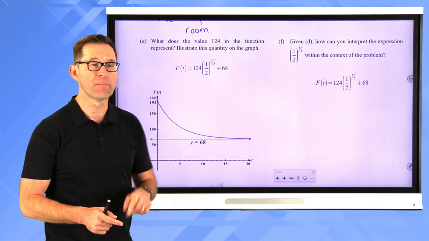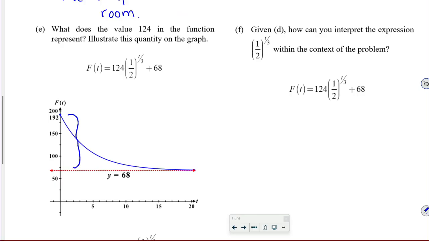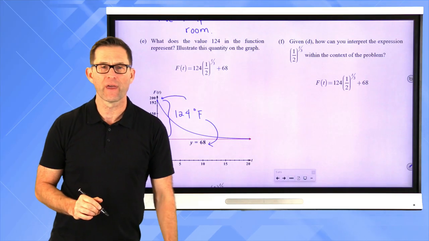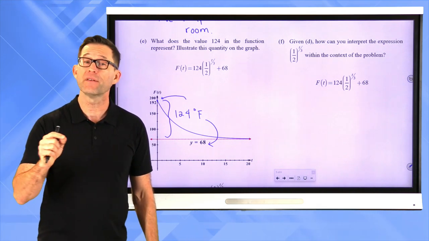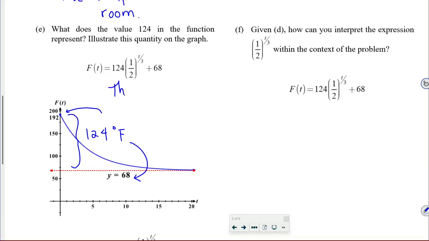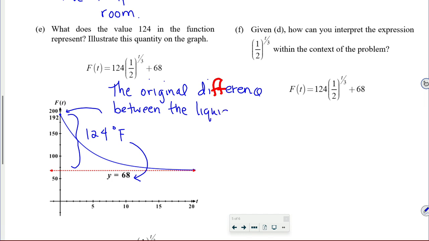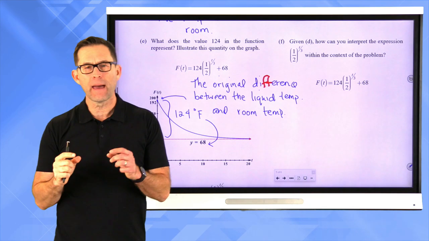Well, the 124, keep in mind, is what we added on to the 68 in order to get up to 192, right? We literally added that 124 onto the 68 to get the 192. So what the 124 represents is the original difference between the temperature of the liquid and the temperature of the room, right? So it's the original difference between the liquid temp and room temp. And that difference is what's called a temperature gradient.